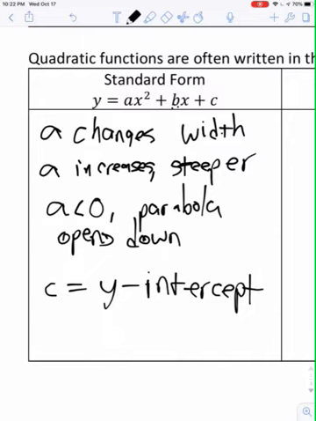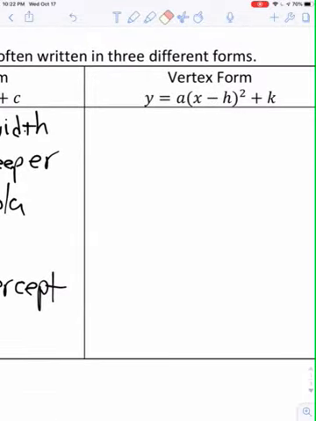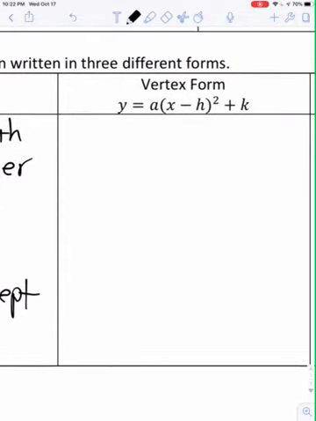And this is true because if we remember, we said a y-intercept is when x is 0. So if x is 0 in this equation, then we have 0 squared times a plus b times 0. So the whole thing just goes to 0, and we're left with exactly c. Okay, on to vertex form.